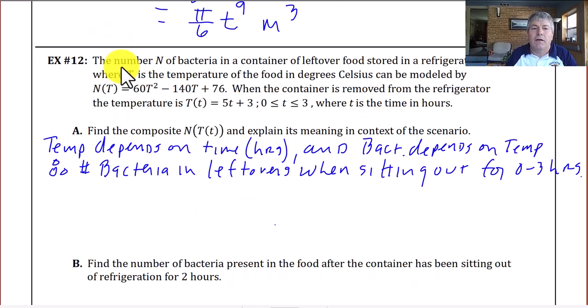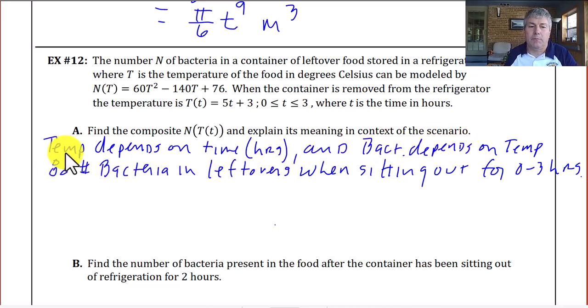In example 12, we've got the number N of bacteria in a container of leftover food that is stored in a refrigerator, where T is the temperature of the food in degrees Celsius and can be modeled by N of T equals 60T squared minus 140T plus 76. When the container is removed from the refrigerator, the temperature T with respect to time is 5t plus 3, where t is our time in hours, between 0 and 3 hours. Find the composite function and explain its meaning in the context of this scenario.